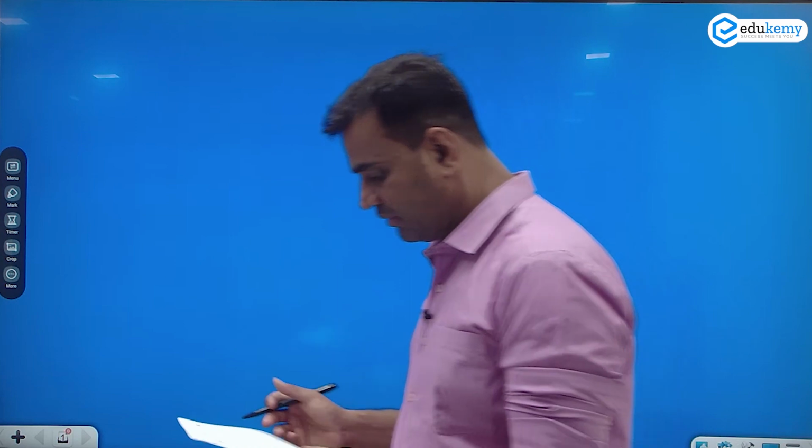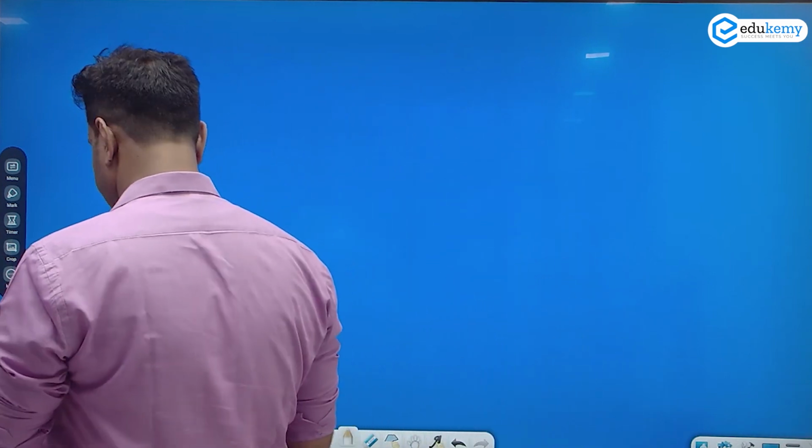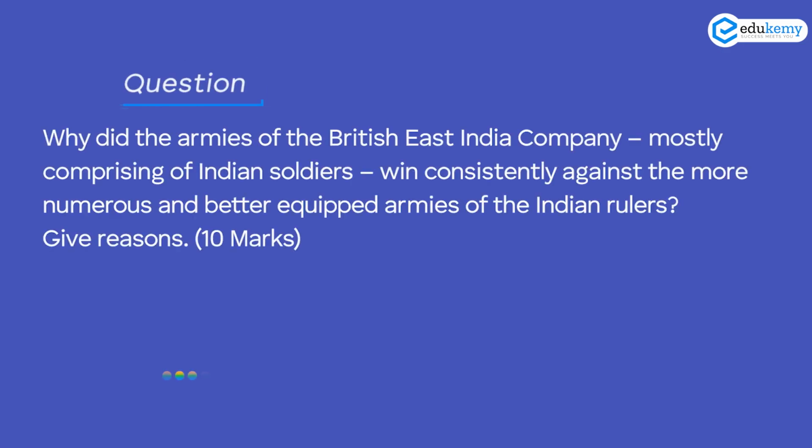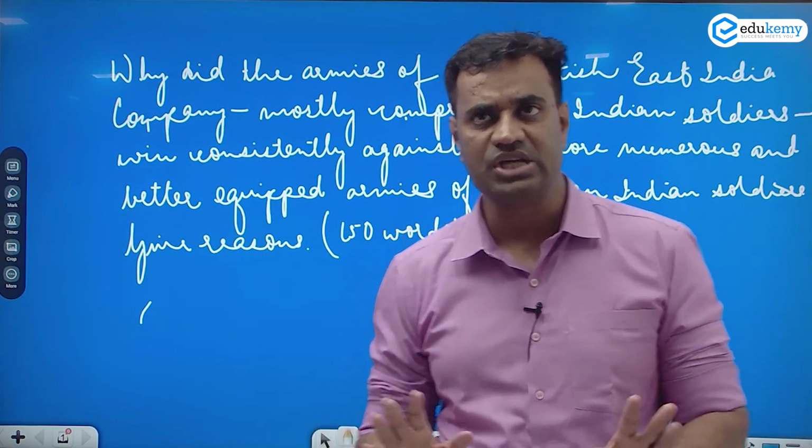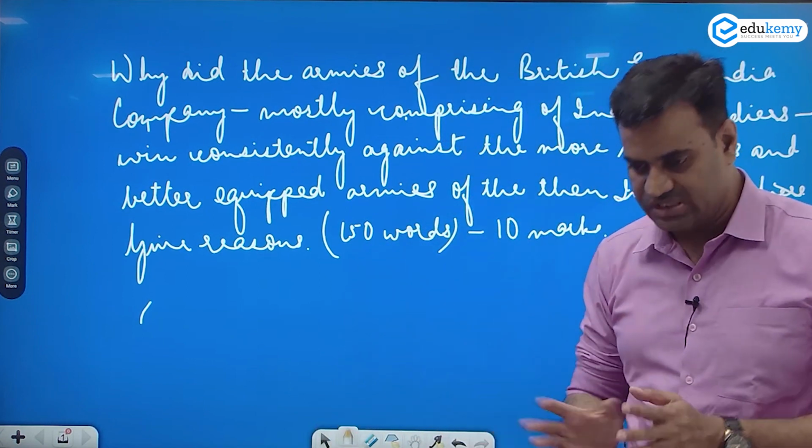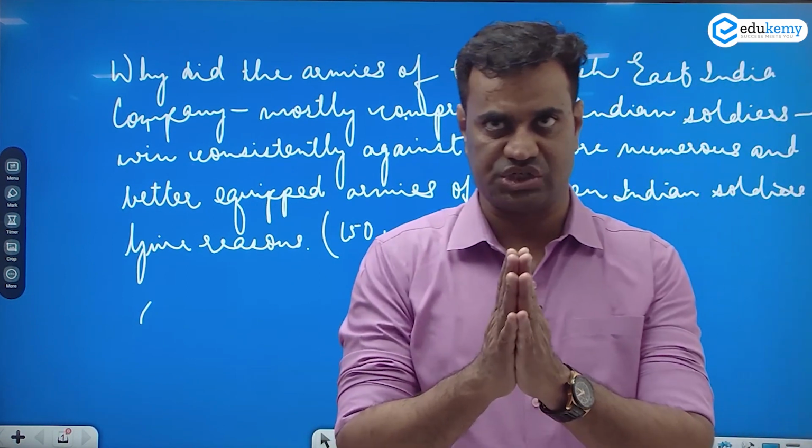The first question from modern India which was asked this time was: why did the armies of the British East India Company, mostly comprising of Indian soldiers, win consistently against the more numerous and better equipped armies of the then Indian rulers? Give reasons. You just have to highlight reasons and you have to write 150 words. No, just to start the discussion.